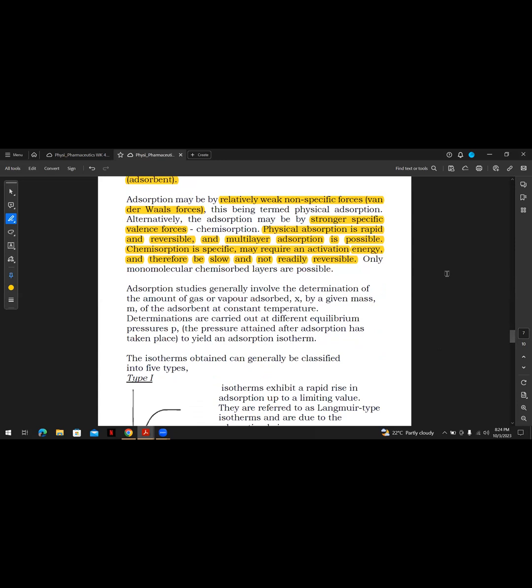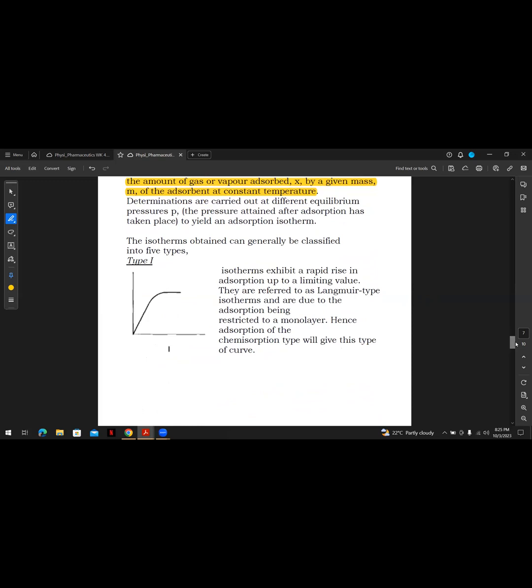Adsorption studies generally involve the determination of the amount of gas or vapor that is adsorbed by a given mass of solid at constant temperature. So you have a gas that is being adsorbed by a solid, and you're trying to see the amount of vapor that will be adsorbed by this mass at constant temperature. The determinations are carried out at different equilibrium pressures, the pressures attained after adsorption has taken place, to yield the adsorption isotherm.